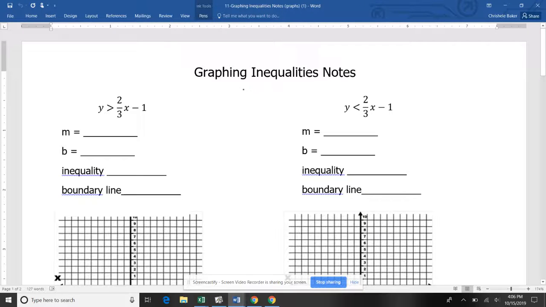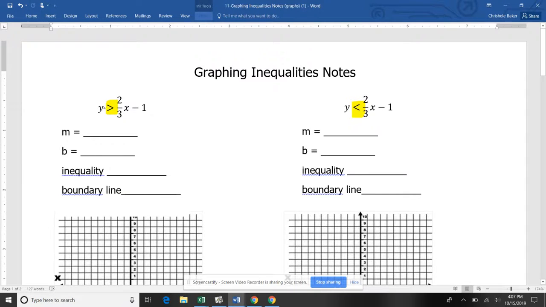Okay, this lesson is on graphing inequalities. We're going to work with both slope-intercept form and standard form. When you look at these two problems that we're going to do first, you should notice that the only difference between them is we have a greater than and we have a less than.